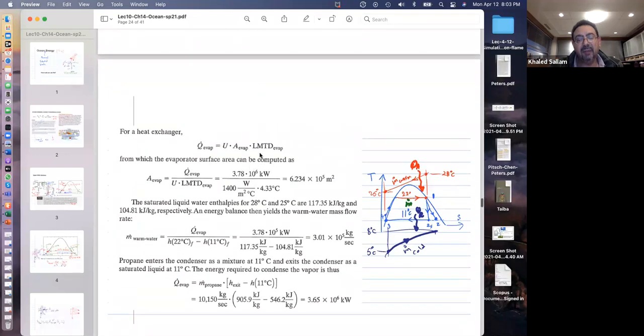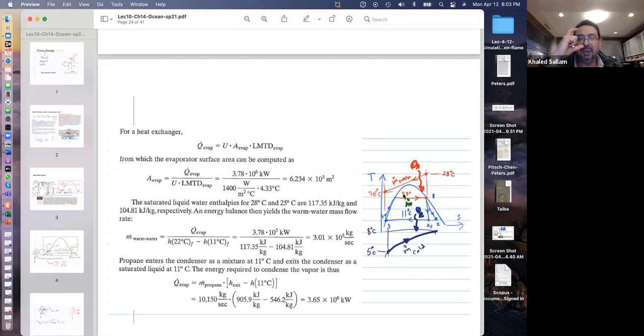Very good. So now we have the logarithmic mean temperature difference. We have the U that was given. We have the Q dot we calculated from the propane. We can calculate the area. You can see he's calculating the area and it's huge. Why huge? Because the temperature difference is small, 4 degrees. Again, he's just letting the heat exchanger run over 4 degrees.